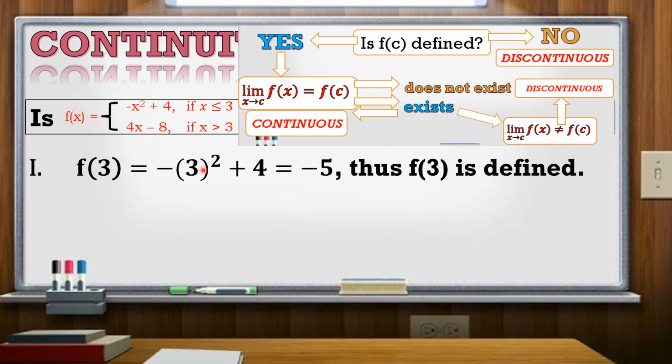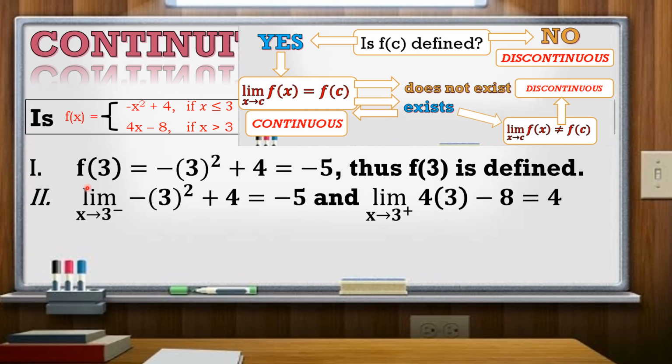That is negative 3 squared plus 4. If simplified, the answer is negative 5. Thus, f of 3 is defined, and the answer is negative 5. Tandaan po, that in step 1, we get negative 5. Okay? Since defined yung f of c natin, pupunta tayo sa second step natin, which is finding the left-hand limit and the right-hand limit.